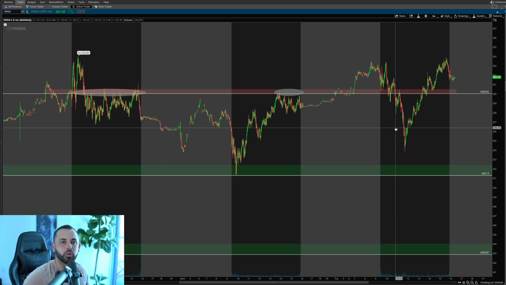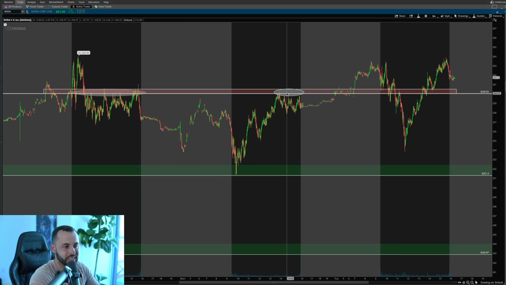So this is where the break and retest comes in. We broke back below a key level, which was 260. If we push back into that level, if we retest that 260 level after breaking it, I want to see if I can play a break and retest rejection.